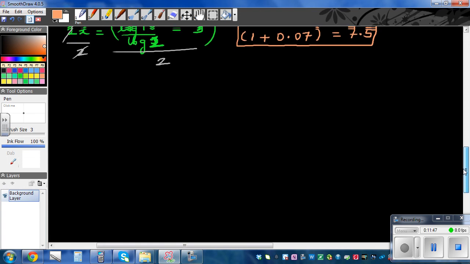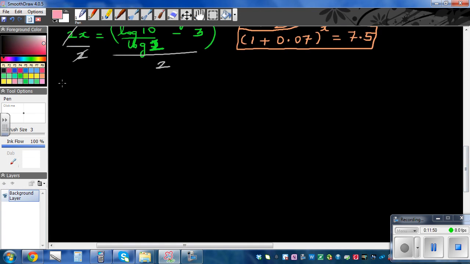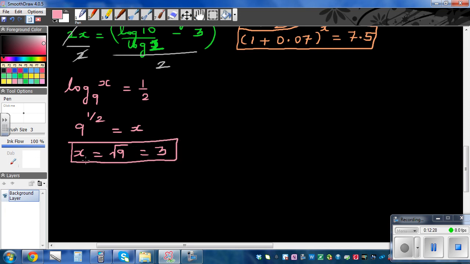Okay, so let me do some log equations. What will happen if you have an equation like this? Log base 9 of x is equal to half. This is the log form. To write this in the exponent form, it means 9 raised to half is equal to x. Well, 9 raised to half is basically the square root of 9, which is 3. So x should be 3.